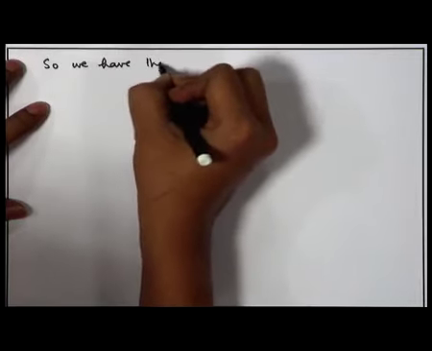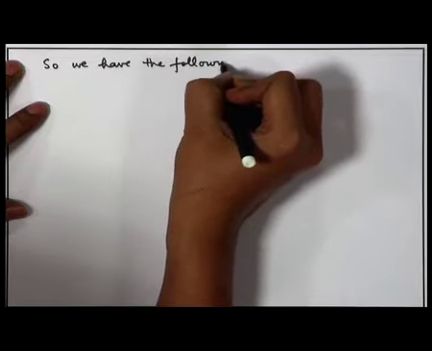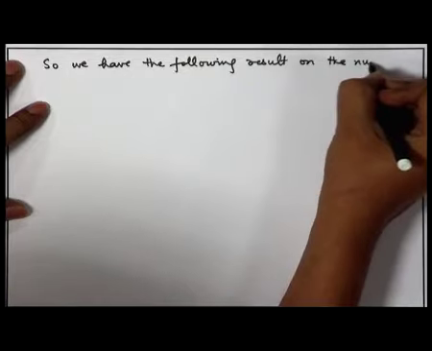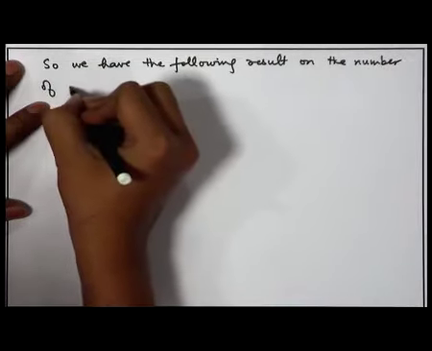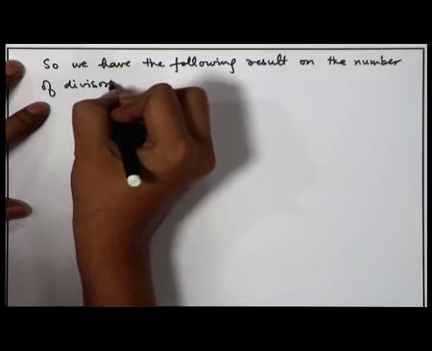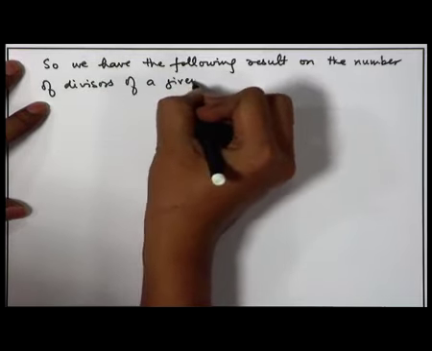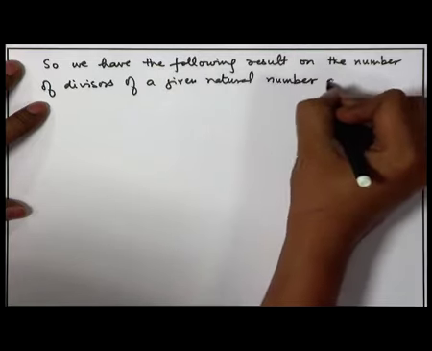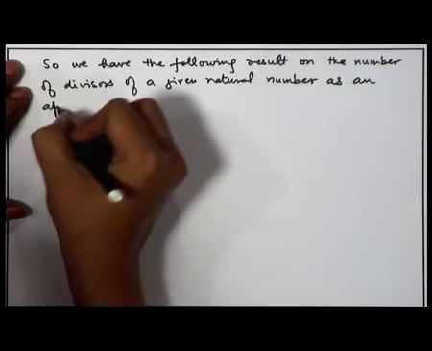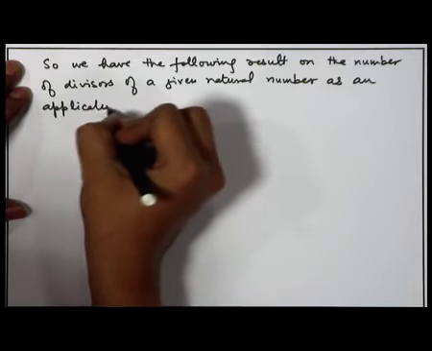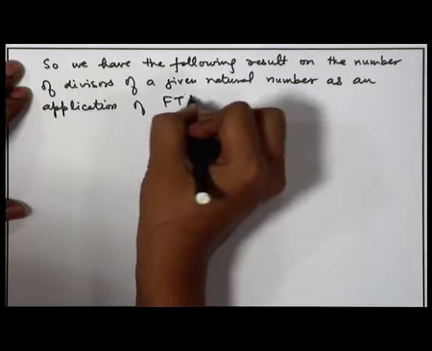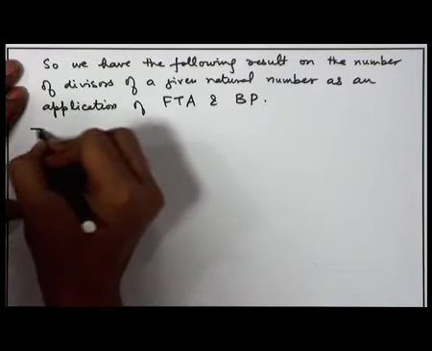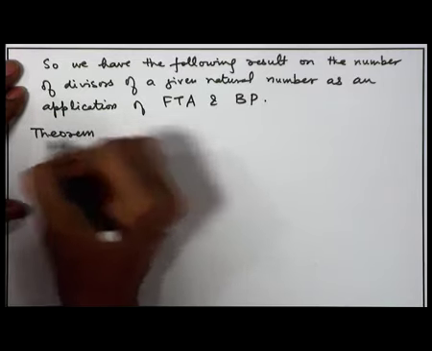We have the following result on the number of divisors of a given natural number as an application of FTA and the bijection principle. I state it in the form of a theorem.